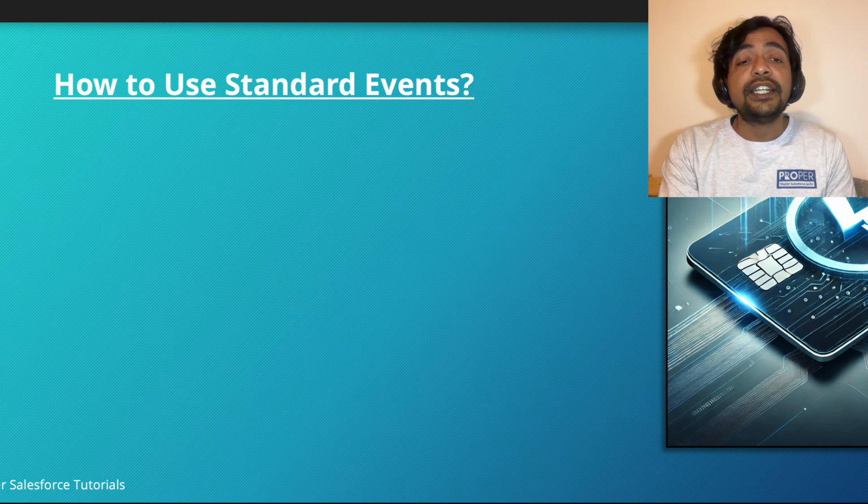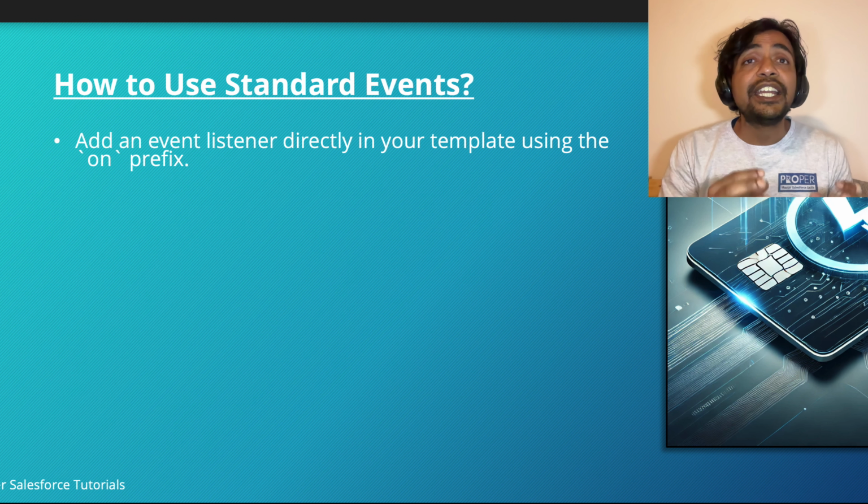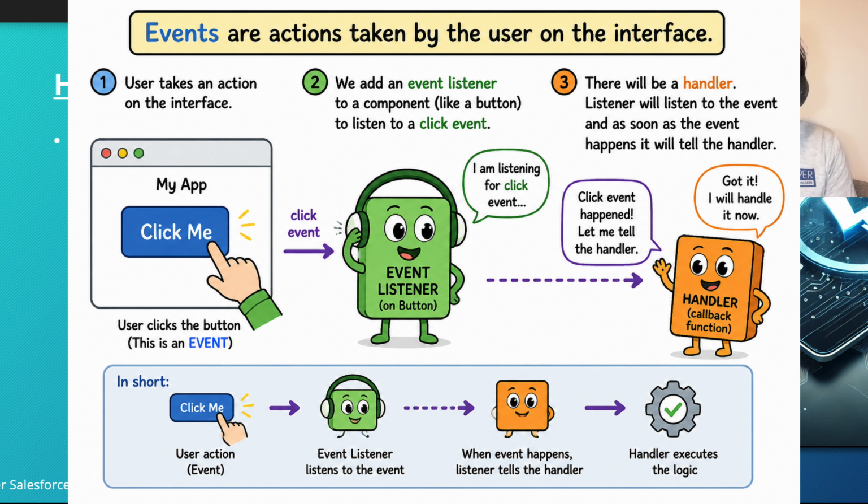Now, how to use standard events? To use a standard event, we add an event listener. This is something which listens for when that specific event happens. For example, the standard event click. We can add a listener on the click event on a button. So it will listen for when a click is happening and tell us, okay, now click happened, and now we can handle that specific event.